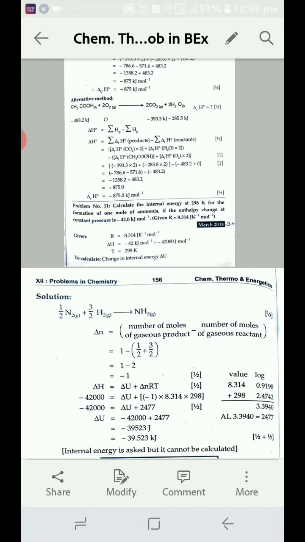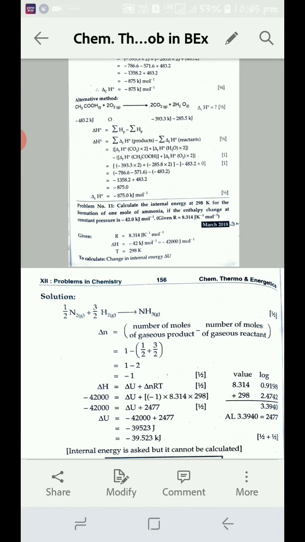Okay. So check the marking scheme. Internal energy is asked, but it cannot be calculated directly, so we calculate change in internal energy. So this is about the numericals from this topic.